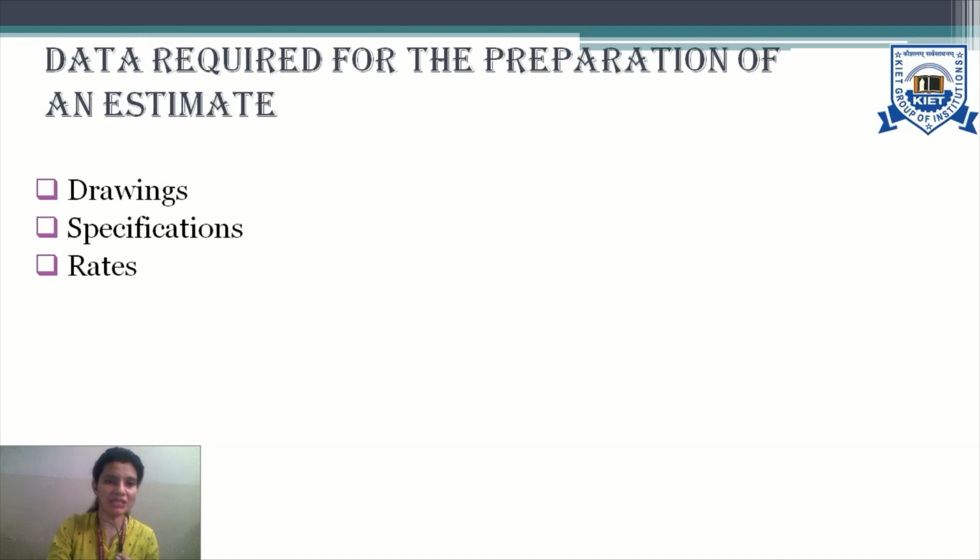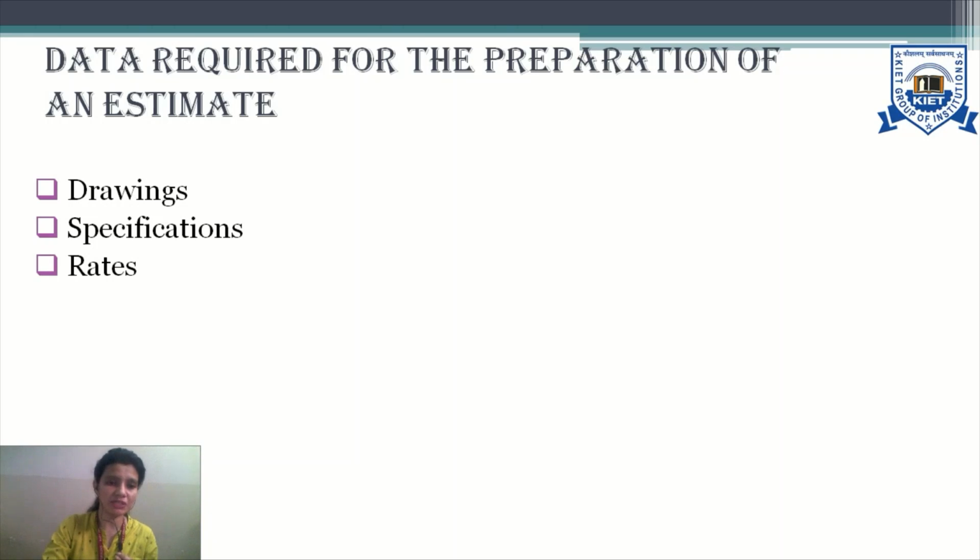So what is the basic data that is required for the preparation of an estimate? The first one is the drawings. Drawings may include the plan, elevation and cross-sectional detail. The second one is the specification, which may include the general specification as well as the detailed specification.